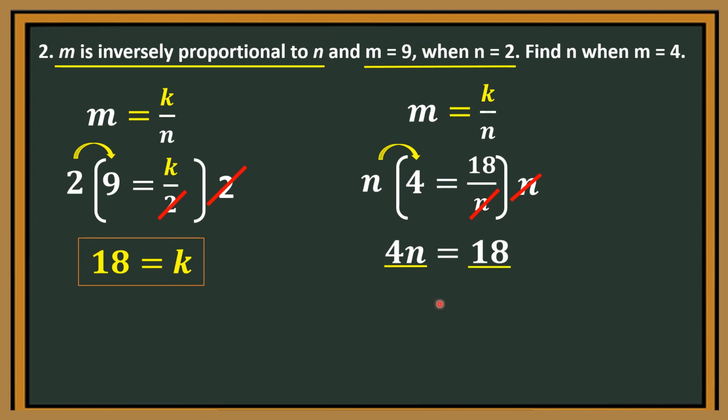Then divide both sides by 4 to solve for n. Then cancel the 4. On the left side, what remains is n. Then 18 divided by 4, that is 9 over 2. That is the value of n.